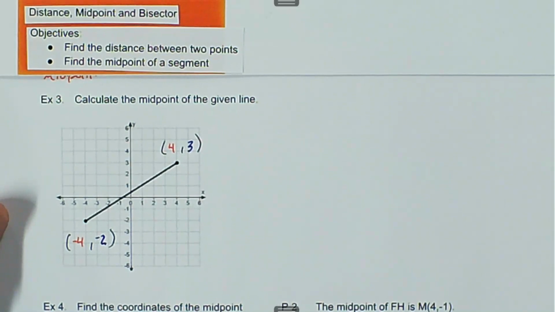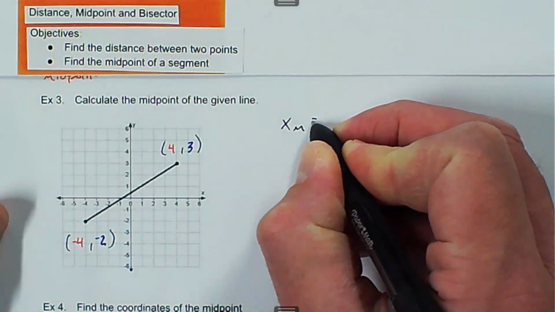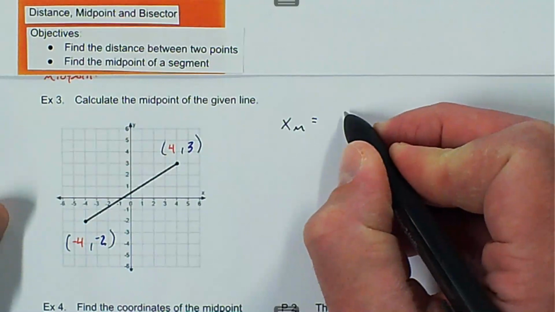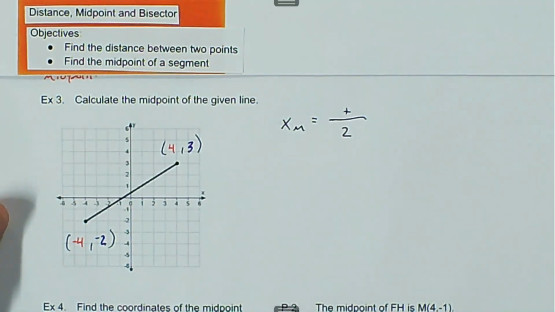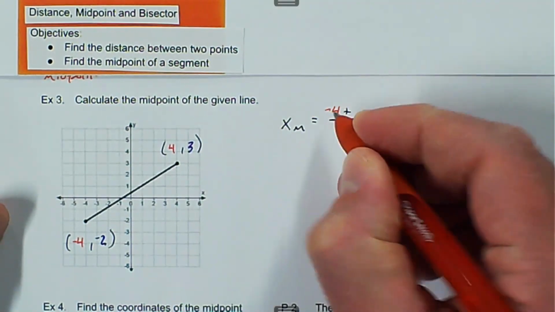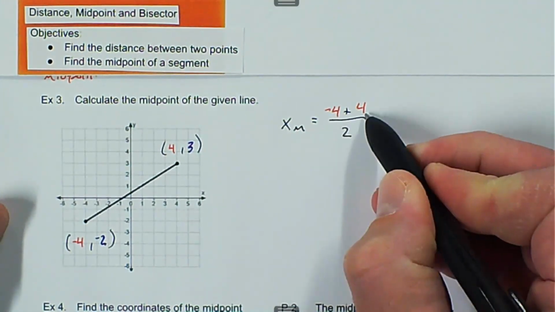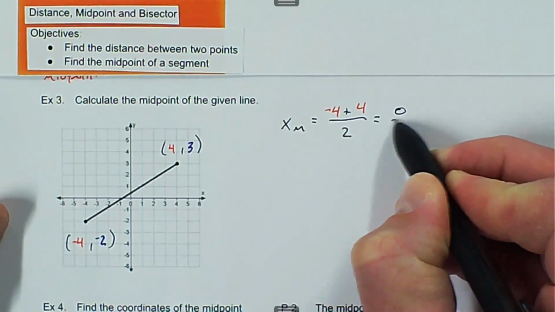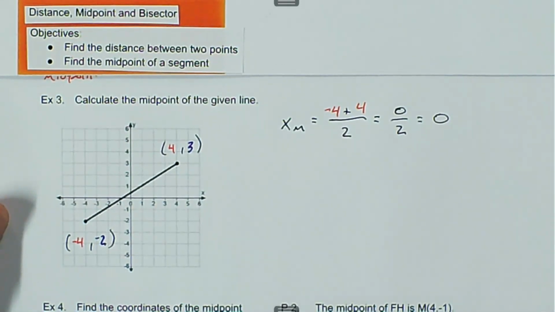So the first thing is I'm going to write out my formula, but I'm going to write it as two separate things. I'm going to say X sub M is equal to just the average of the two endpoints. Because there's two endpoints, we're taking an average, so we're going to divide by 2. X sub 1 we'll say is -4, and X sub 2 is 4. -4 plus 4 is 0. 0 divided by 2 is 0. So the midpoint of our X value is 0.